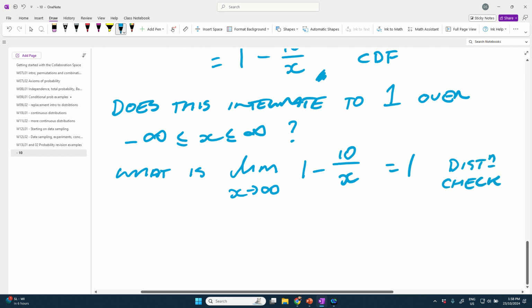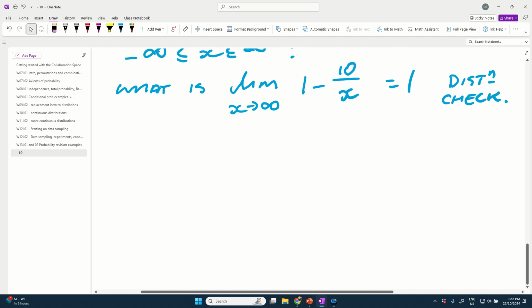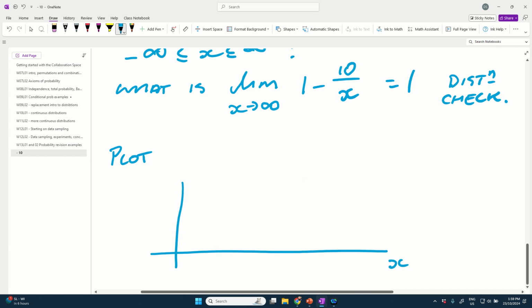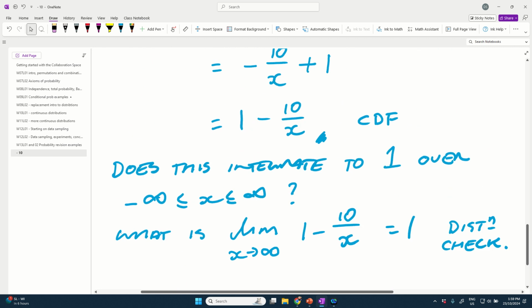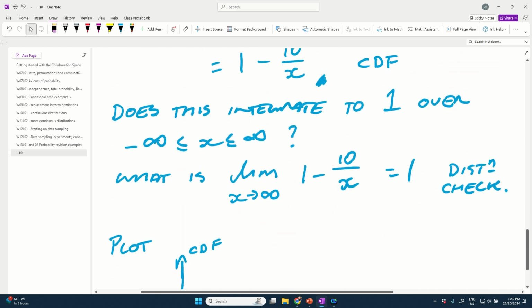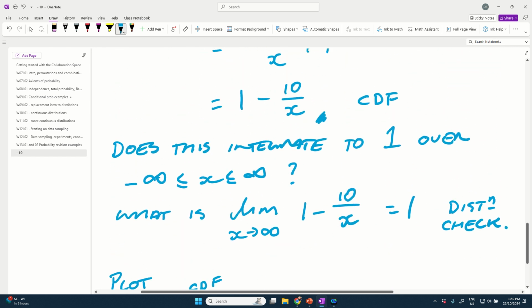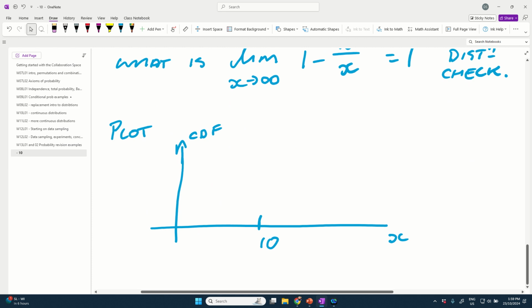Right? So this is our CDF. This is checking that it's a distribution, right? Now we've got to plot our CDF. So what we have is we know that we got something happening at x equals 10. That's where we go from 0 to this kind of behavior. Right, and the CDF is obviously 0 before that, right?